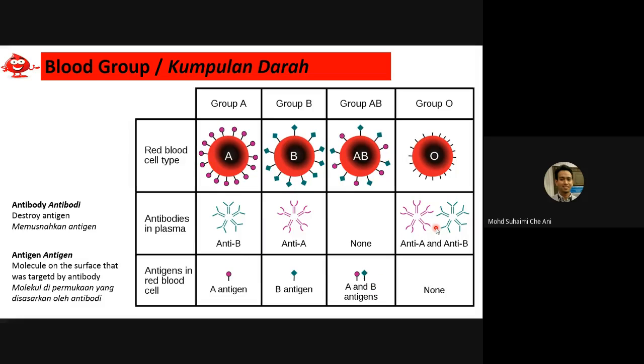So group O, they cannot receive any blood from the other groups because they have the antibodies that don't like them at all. So O is generous but kinda socially awkward lah. They are lonely. But AB is selfish but they are very friendly. Okay.